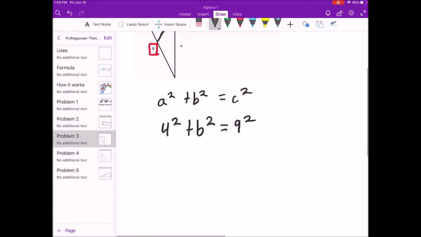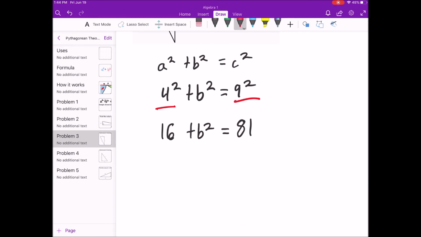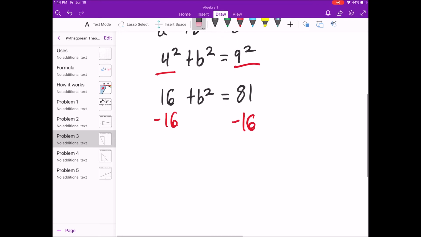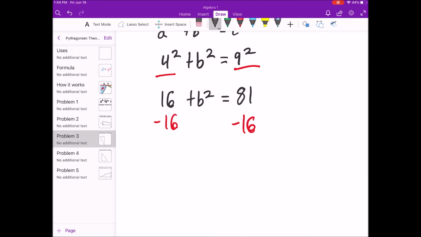Now let's simplify these two values. 4 times 4 is 16, plus b squared is equal to 9 times 9, which is 81. Now, some simple algebra. You subtract 16 on both sides, because if you subtract 16 from only one side, there's no equation anymore. We're trying to keep the equation balanced. So subtract 16 and subtract 16: 81 minus 16 is 65. So b squared is equal to 65.